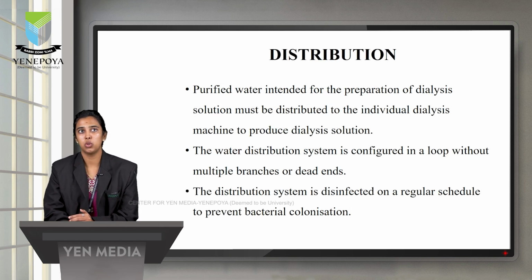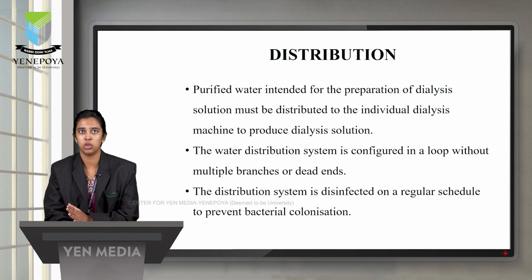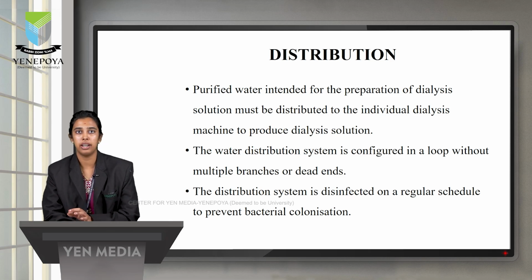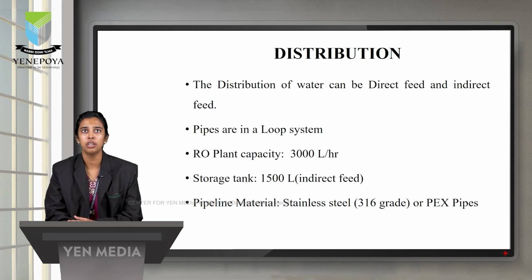Next, we have the distribution system. The purified water intended for the preparation of dialysis solution must be distributed to the individual dialysis machines where it is used. The water distribution is confined to a loop. It should not have multiple branches, and dead ends should not be there. It should be a loop system, and disinfection should be done regularly to prevent bacterial colonization.